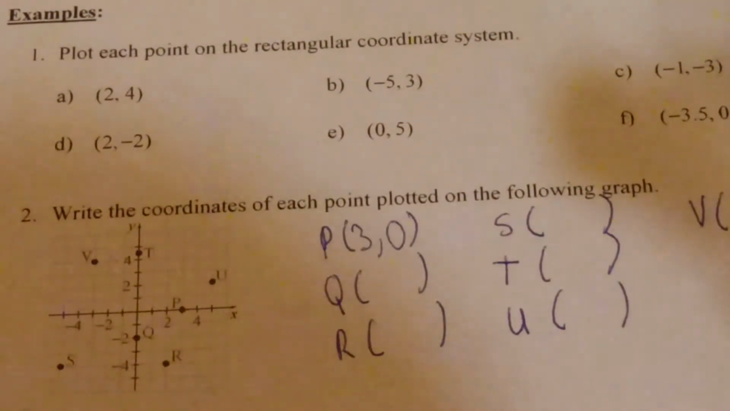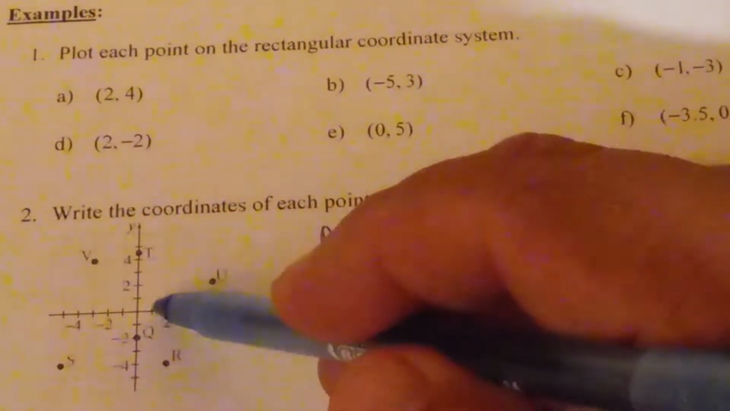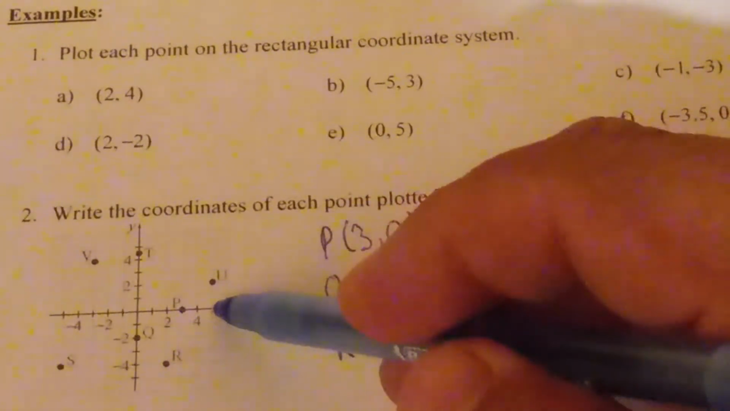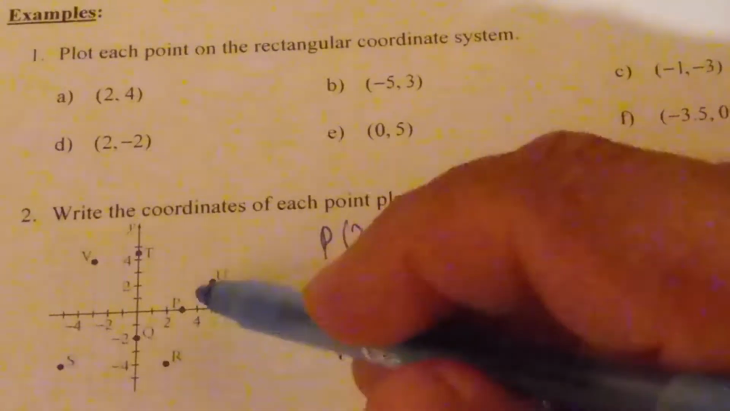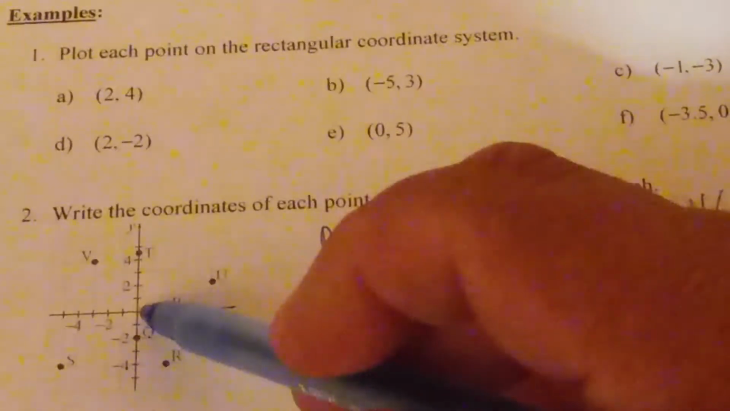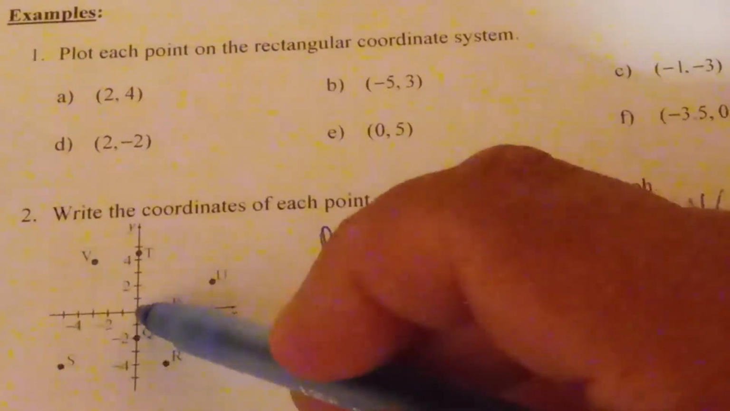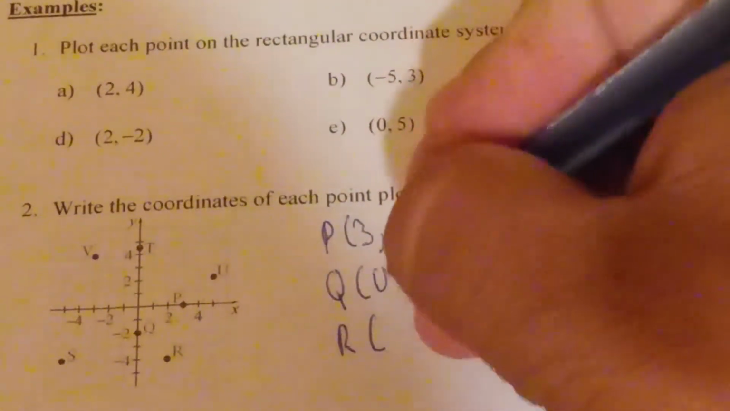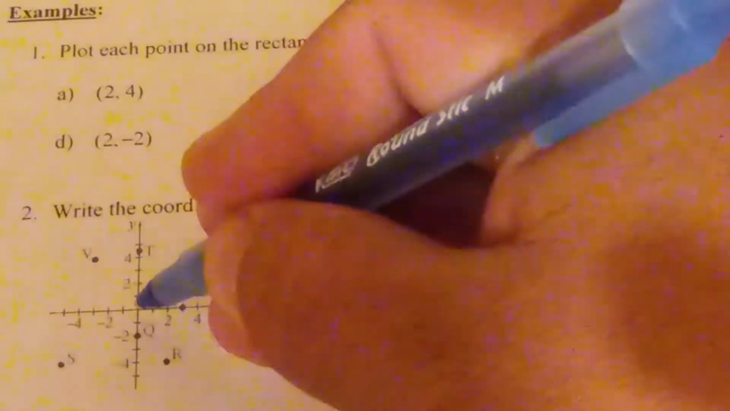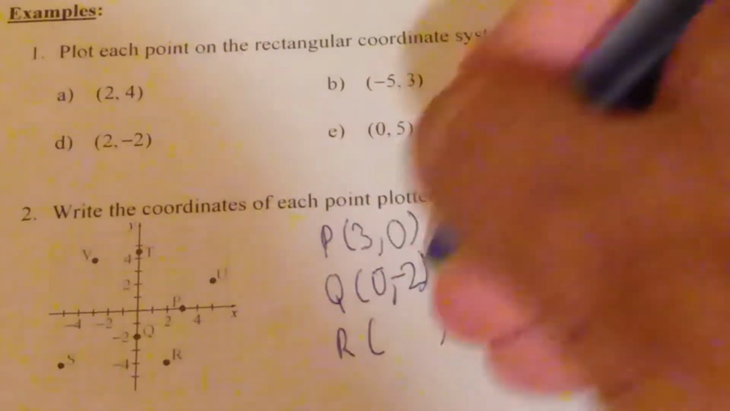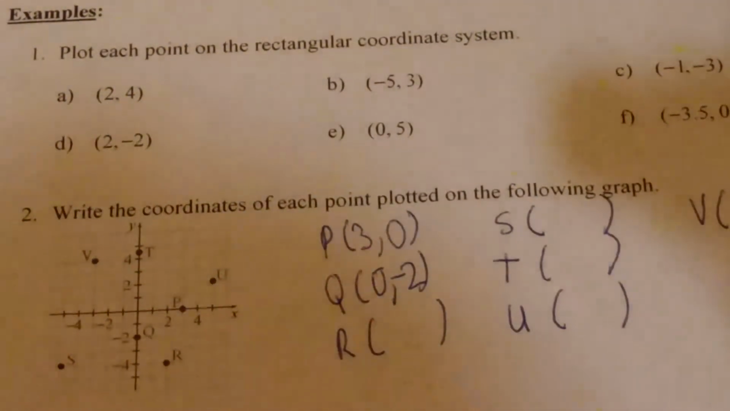Let's take a look at Q. Q goes 1, 2, 3, 4, 5. And once again, well, sorry about that. I was looking at U, but let's take a look at Q. Q doesn't move. It's in the center right there, so X here will be 0. And it moves down 1, 2. So it'll be -2. So the ordered pair for Q is 0, -2.